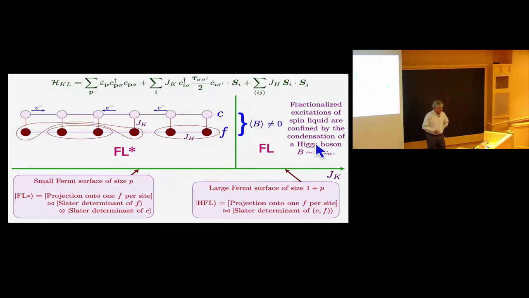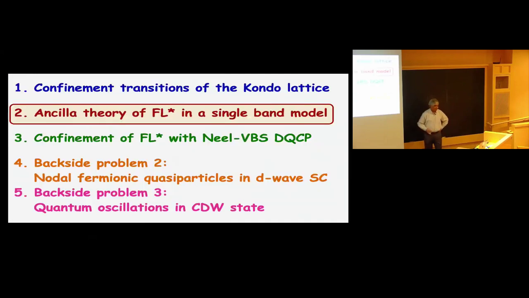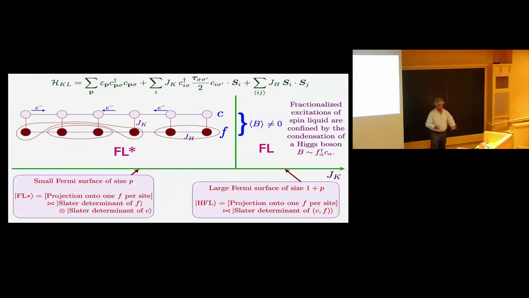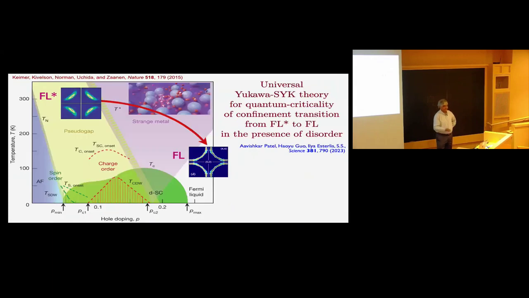Now, recently, there's been this very nice study that Tessa Cookmeyer talked about of cerium, cobalt, indium 5, where there is some evidence, as a function of doping, of going from a small to large Fermi surface in quantum oscillations and photoemission, I think, also. Anyway, I don't want to go into that. So I've given you an example of an FL* to FL transition, which is perhaps similar to this transition here, but this is for a Kondo lattice.